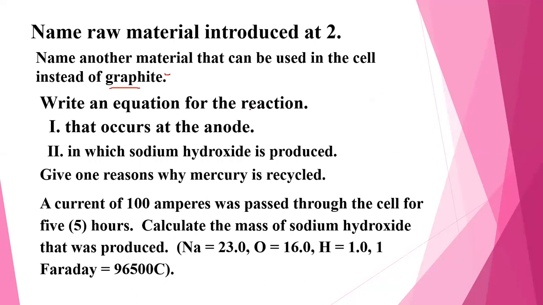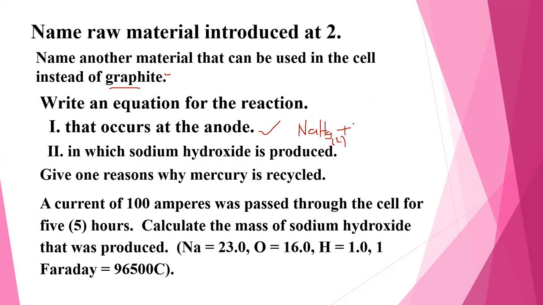Write an equation for the reaction that occurs at the anode, of which we have written, in which sodium hydroxide is produced. So yes, we said that here, maybe we have not written it. It is sodium amalgam, which is sodium dissolved in the mercury. This is liquid now.